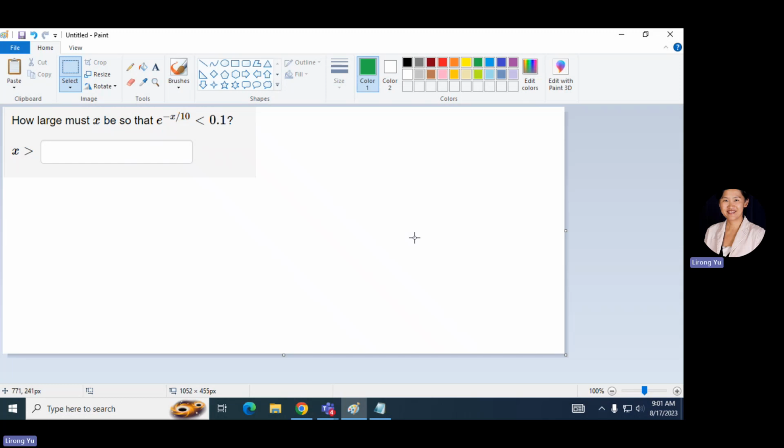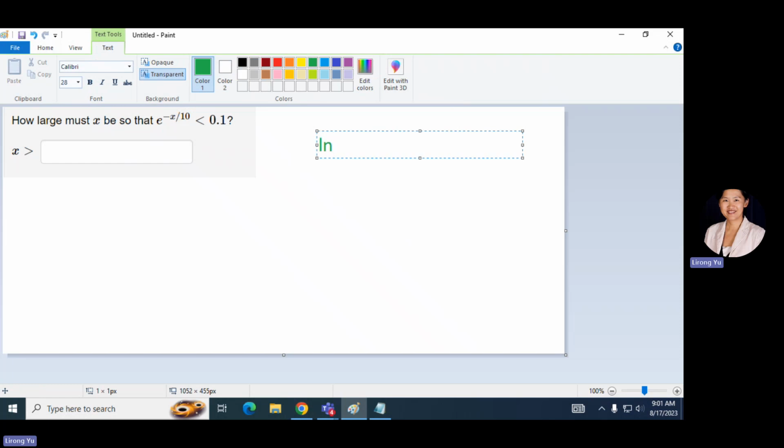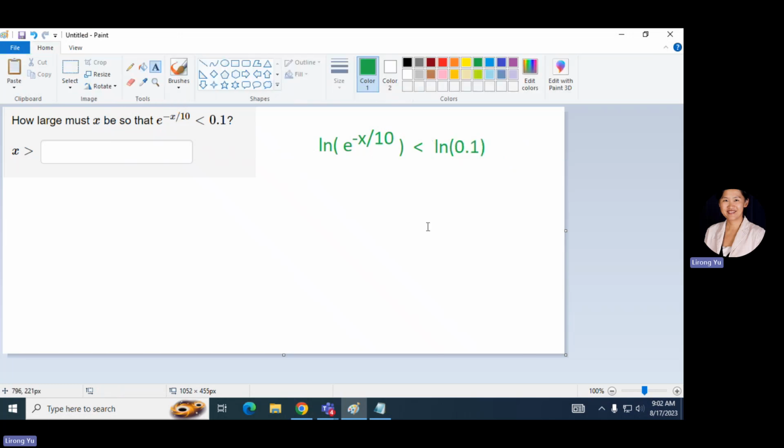The inverse of e is natural log, yes. So we'll take natural log of both sides of the equation to go ln e to the power of negative x over 10. We take ln of the left side of the equation, which will be less than the natural log of the right side of the equation. So we take natural log of both sides. Natural log is an increasing function, so it doesn't change the direction of the inequality.